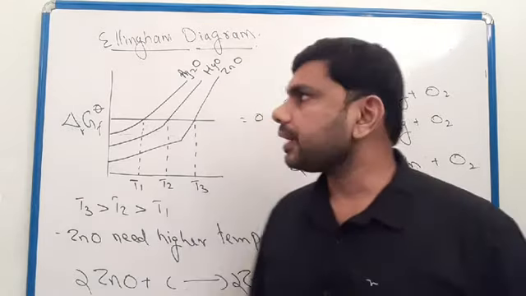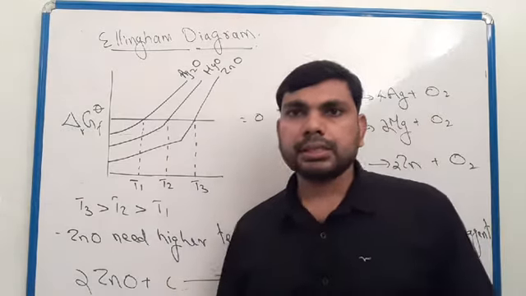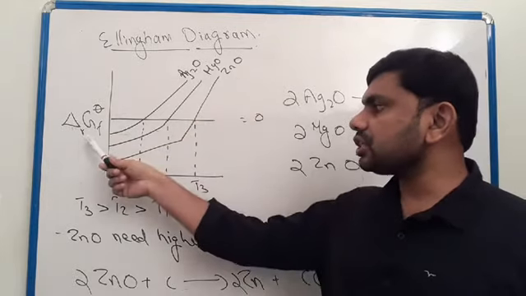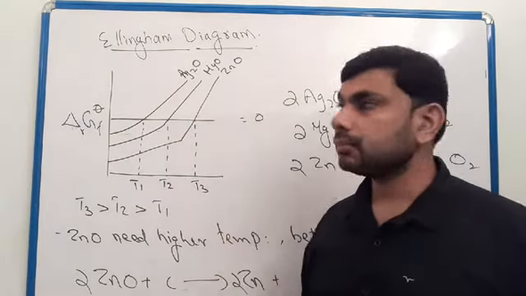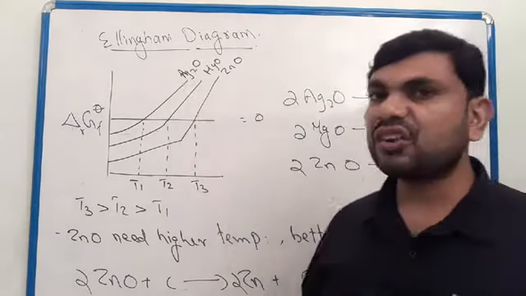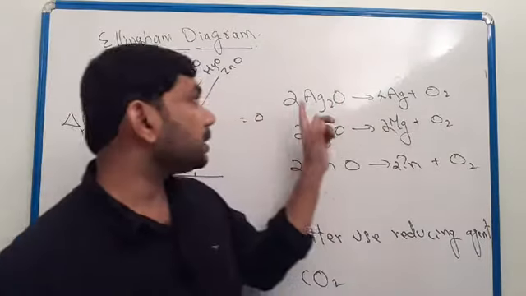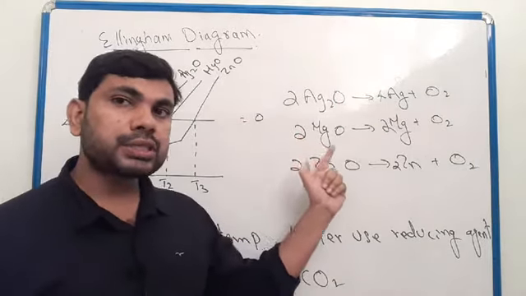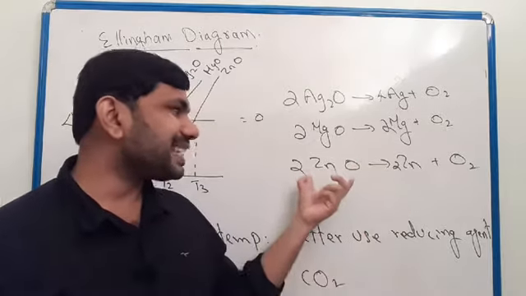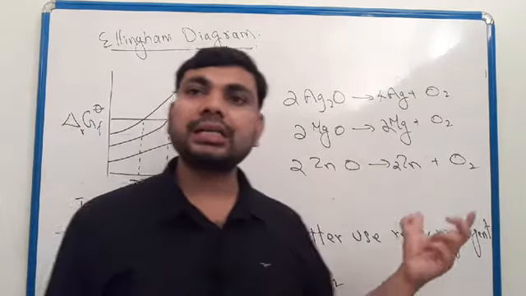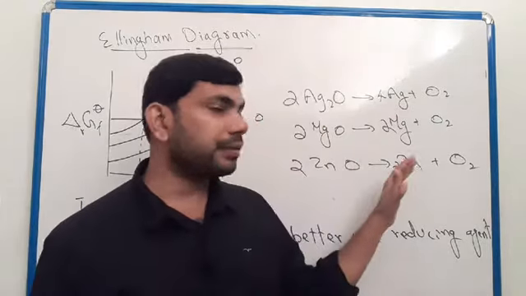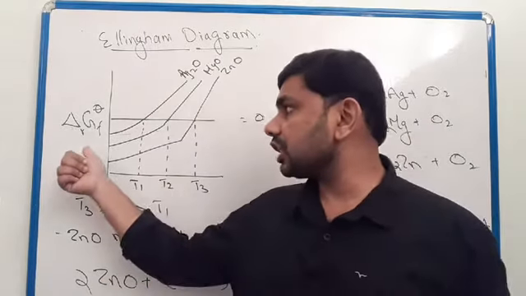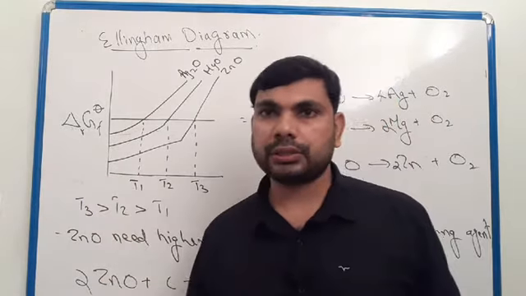Okay, see here another example for the Ellingham diagram. These are different metal oxides, delta G against temperature. Here is the conversion of metal oxide to metal: silver oxide to silver and oxygen, magnesium oxide to magnesium and oxygen, zinc oxide to zinc and oxygen. These are the chemical reactions and their Ellingham diagram represented here. Okay, delta G against temperature.